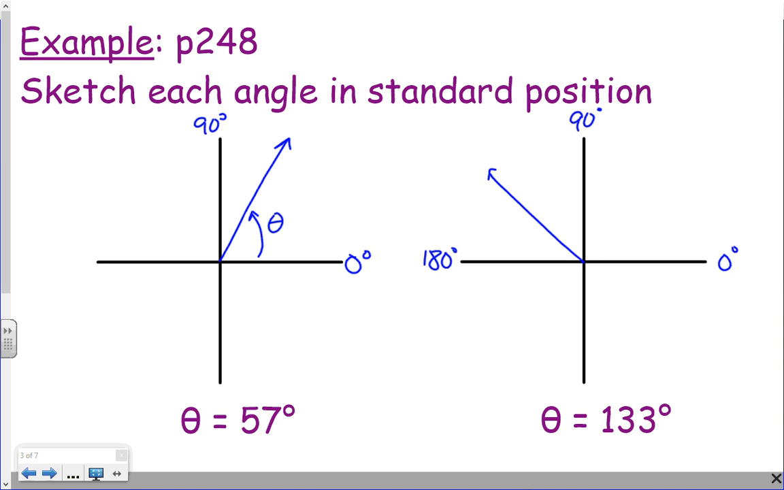And when I go to measure this angle, I'm measuring from my initial side, which is my positive x-axis, and I'm measuring a positive angle, so it's in a counterclockwise direction. And again, label that, either call it theta, since that's what it's labeled below, or label it as 133 degrees. Those are the three key things as we're sketching these angles. Let's try a couple more here.